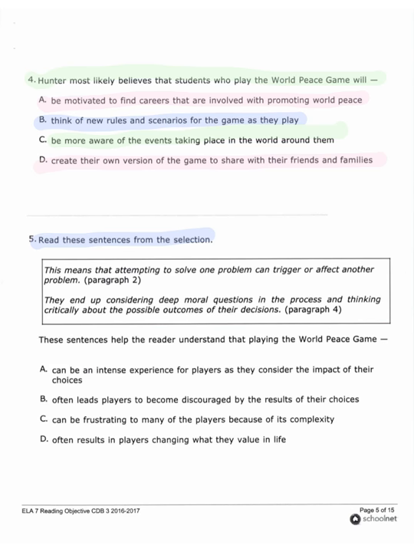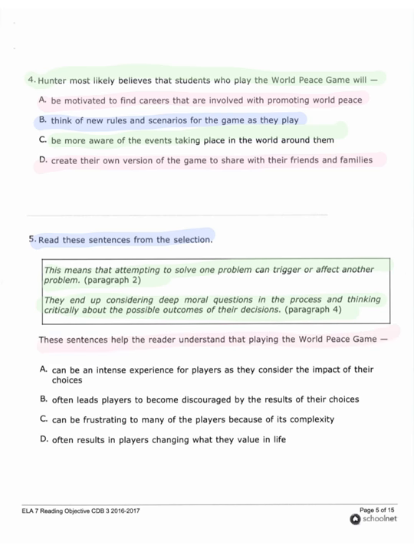Number 5. Read these sentences from the selection. This means that attempting to solve one problem can trigger or affect another problem, paragraph 2. They end up considering deep moral questions in the process and thinking critically about the possible outcomes of their decisions, paragraph 4.